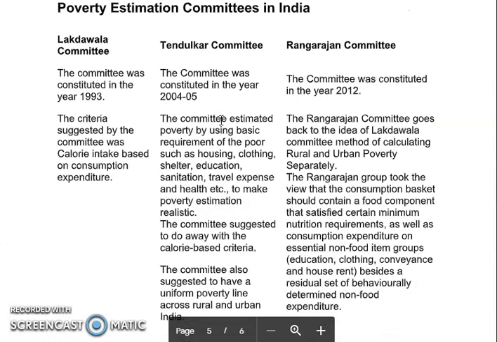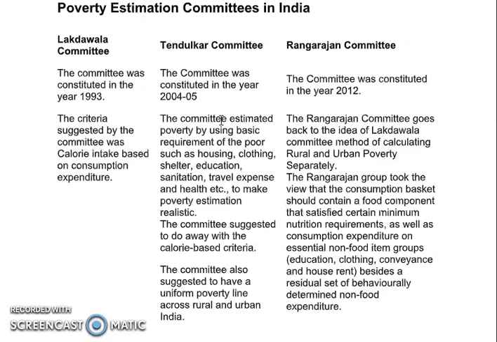Then Rangarajan Committee, constituted in the year 2012. The committee goes back to the idea of the Lakdawala Committee, the method of calculating rural and urban poverty separately. The Rangarajan Committee is supporting the Lakdawala Committee, which suggested that calorie intake was the basis of estimating poverty. There is no uniformity in rural poverty and urban poverty. The Tendulkar Committee opined that both are the same, and there is uniformity in the poverty line.